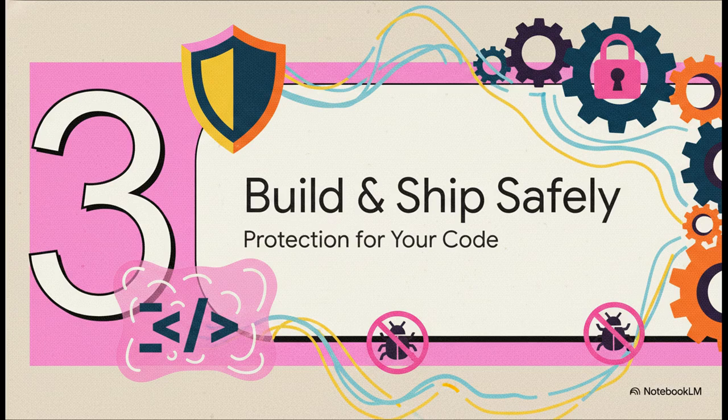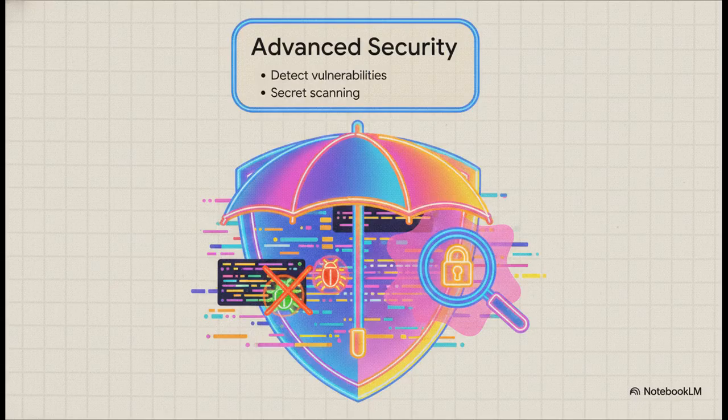Section 3, building and shipping safely, protection for your code. Now, as a student who's new to coding, your absolute biggest fear is probably making some rookie mistake that breaks everything, or worse, exposes something you really shouldn't have. But don't panic. Look at these advanced security nets built right into the platform. You get automatic vulnerability detection, you get secret scanning, which means if you accidentally leave a sensitive password in your code, the system actively flags it and guards against it. You absolutely do not need to be a cybersecurity expert on day one, because these advanced tools let you build and ship your software securely. Basically, the platform acts as your personal safety net.